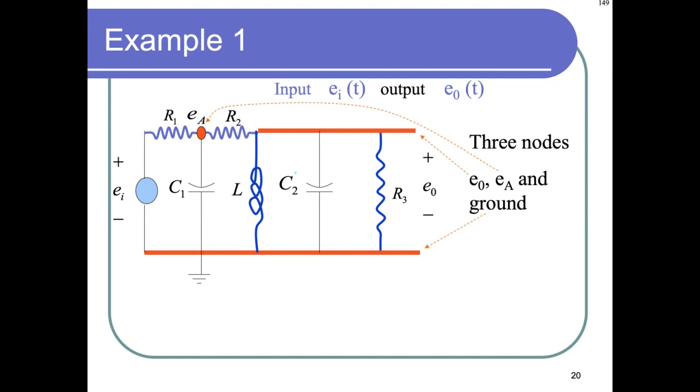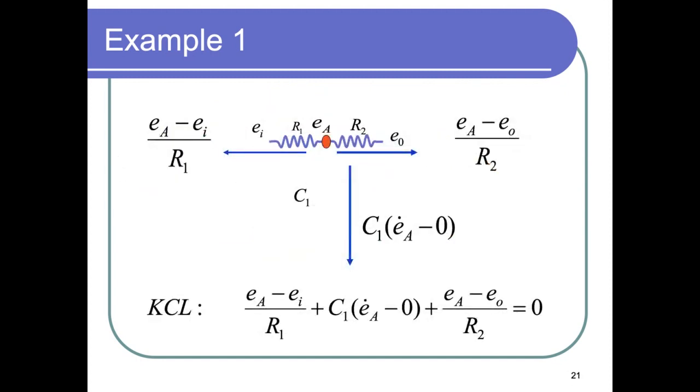Okay, let's go through it one by one. So we had 3 nodes, and this is the ground. So for the first one, you really have a current going out through the resistor R1, plus a current going through the capacitor C1, plus a current going through R2. So I use KCL and I have the following equation. I just sum all of them. So assuming 0 initial condition, this is what we get. Okay.